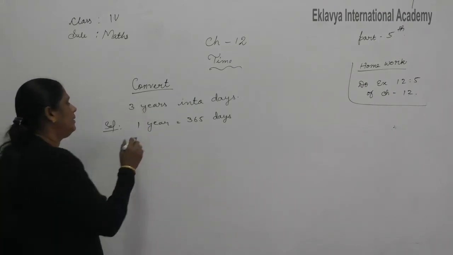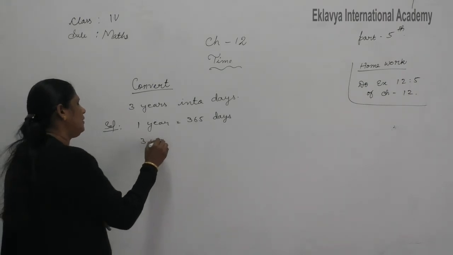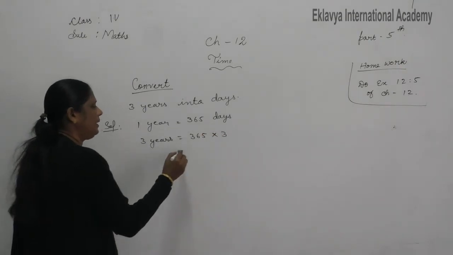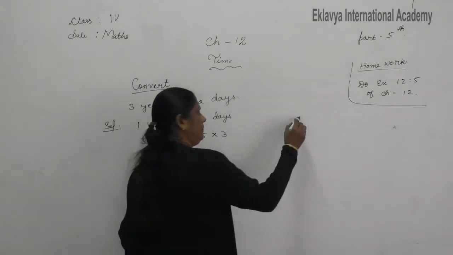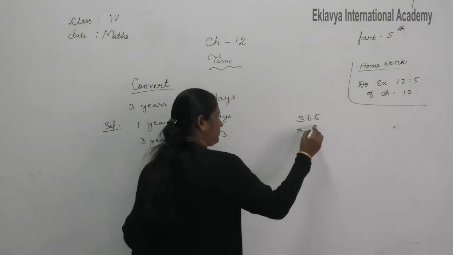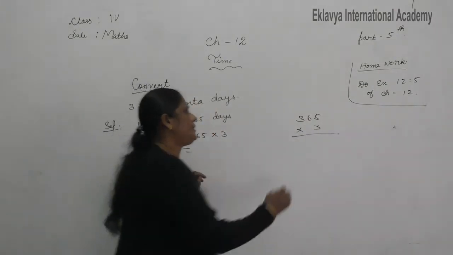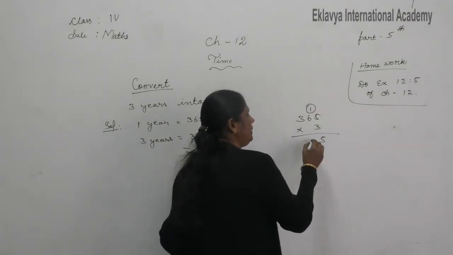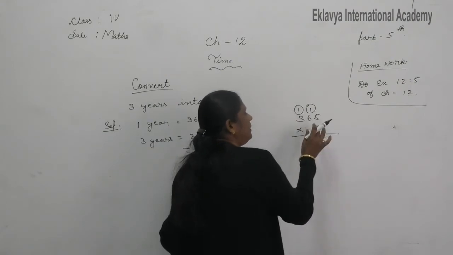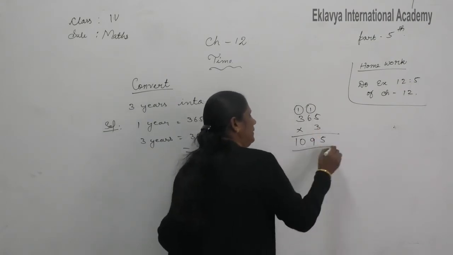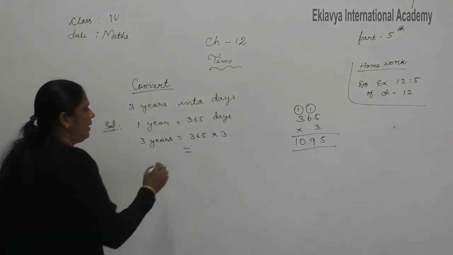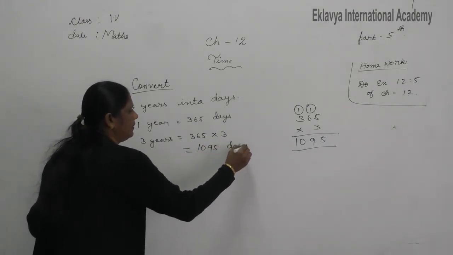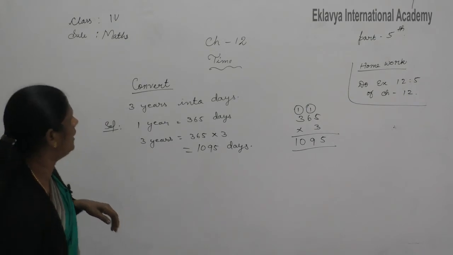3 years. 3 years is equal to 365 multiply 3. Then you multiply this. 3 fives are 15, carry 1; 3 sixes are 18, 18 plus 1 is 19, carry 1; 3 threes are 9, 9 plus 1 is 10. Answer is 1095 days. Understand? Then one more question.